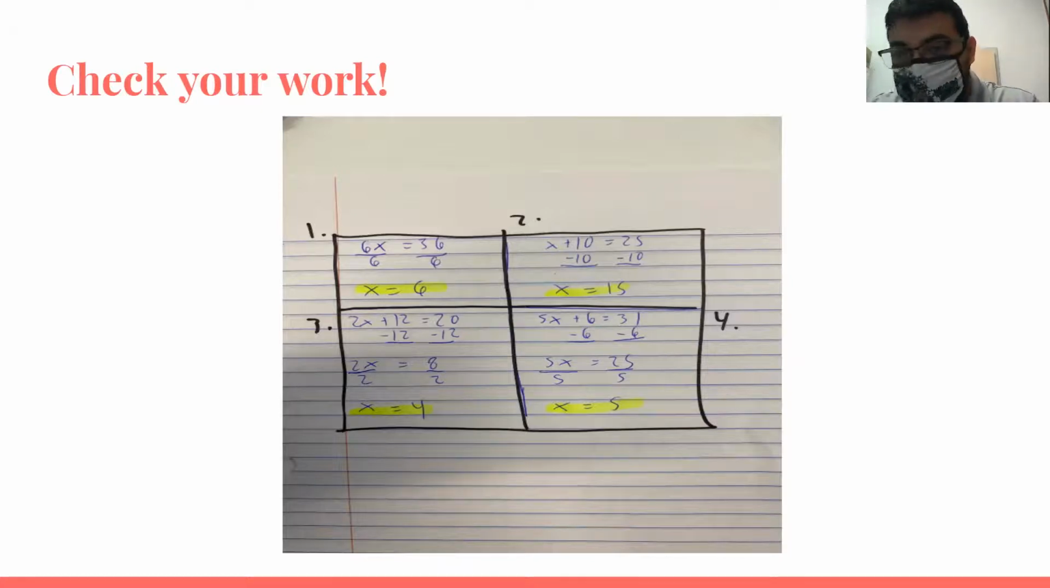Then we get into the two steps. 2x plus 12 equals 20. Subtract 12 on both sides to get 2x equals 8. Then you divide the 2's on both sides to get x equals 4.